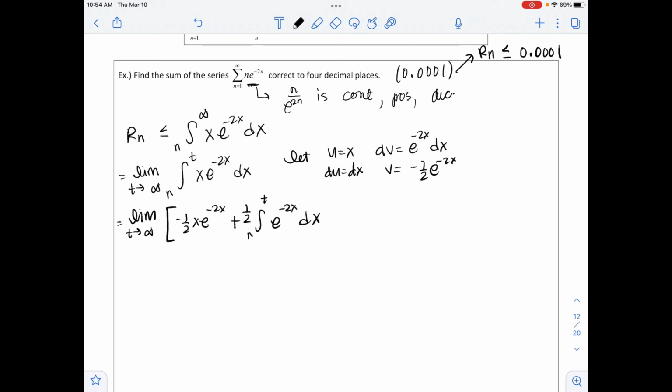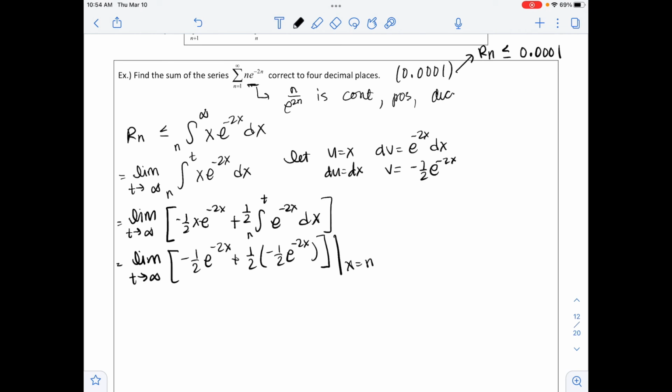And so luckily we can integrate this, so we still have to continuously write our limit until we evaluate this. So we have negative 1/2 x e to the negative 2x plus, and then it's going to be the 1/2 times negative 1/2 e to the negative 2x. And we're going to be evaluating this from x equals n to t. So before I evaluate this, I'm going to simplify it a little bit.